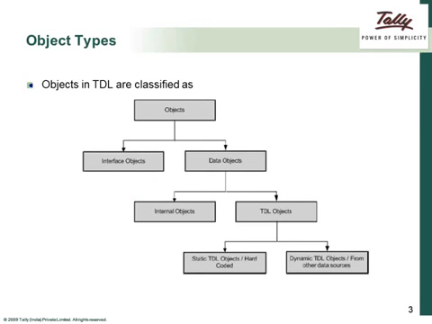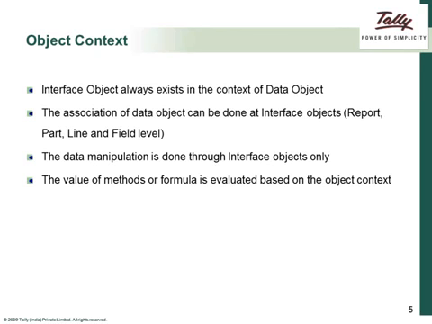Interface objects always exist in the context of a data object. Association of data objects can be done at interface objects like the report, path, line, and field. Object association cannot be done at the form. It is inherited from the report. It is not necessary that you have to associate it at all levels. Depending upon the utility, you do a connectivity.